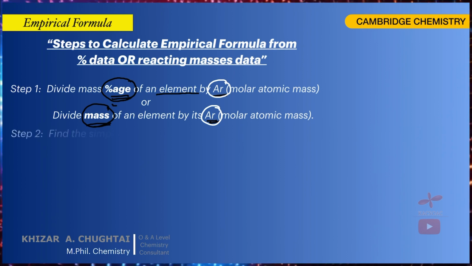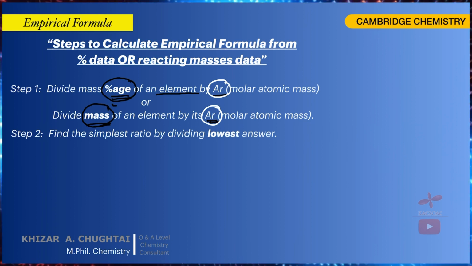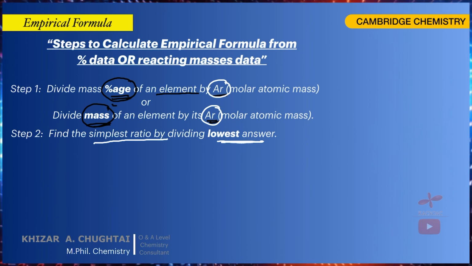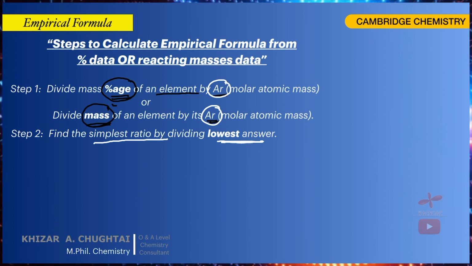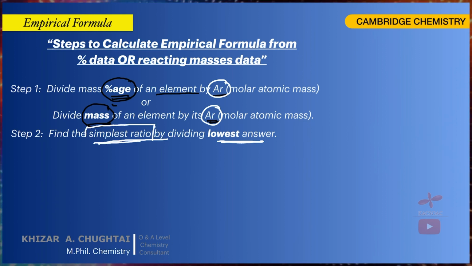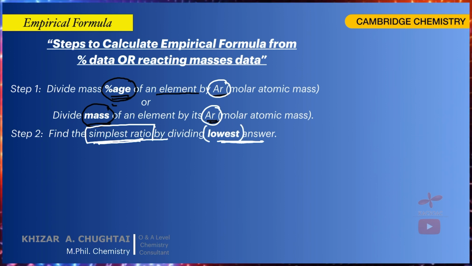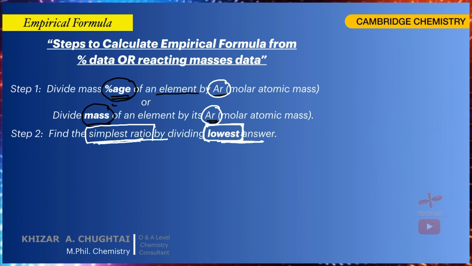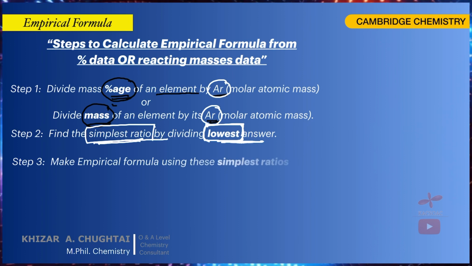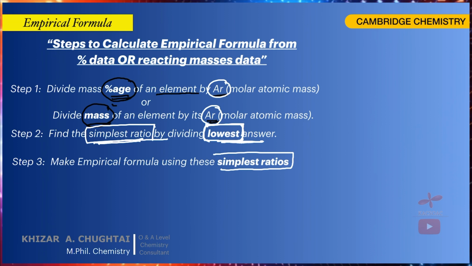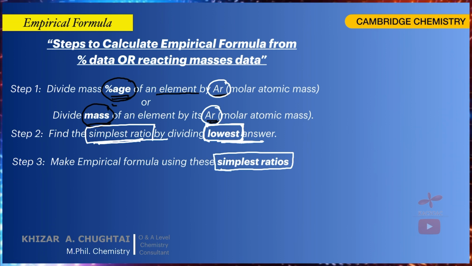What is the next step? Then you will get the simplest answer, the lowest answer. Find the simplest ratio by dividing by the lowest answer. After division, when you have answers like 2, 3, 4, 5, then you again find the simplest ratio of these answers by dividing by the lowest answer. Now you have the simplest ratio between the elements. Make the empirical formula using this simplest ratio.